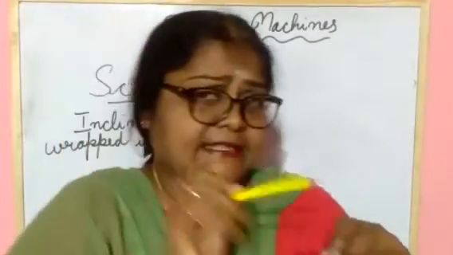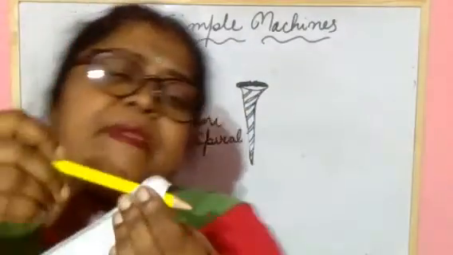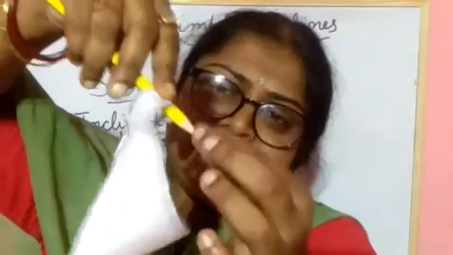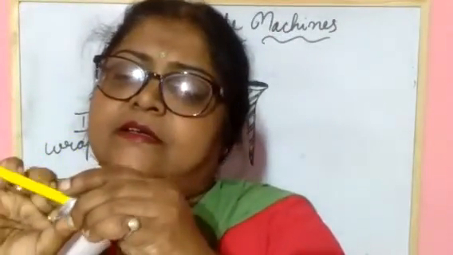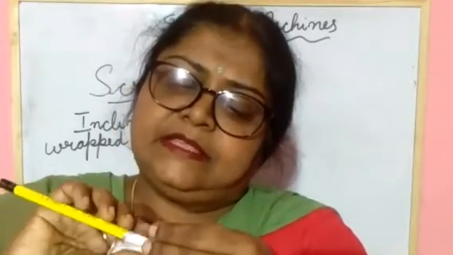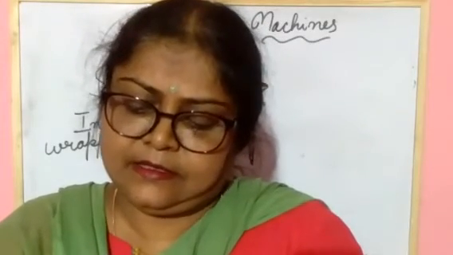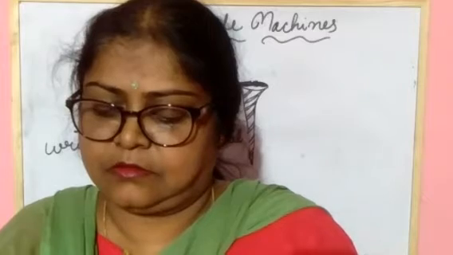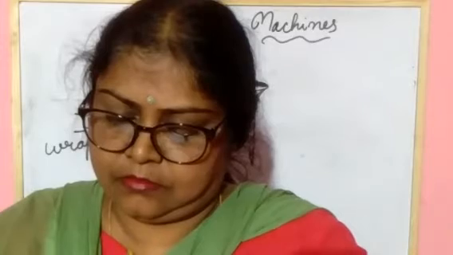Then you will take the pencil and start wrapping from this side. After leaving this lid, you start wrapping this paper here. Start it. So you will wrap it. Understood? When you wrap, you get grips here. So it is looking like the original screw.